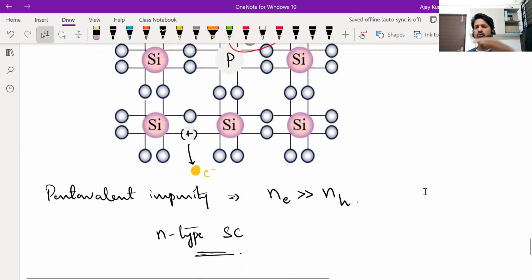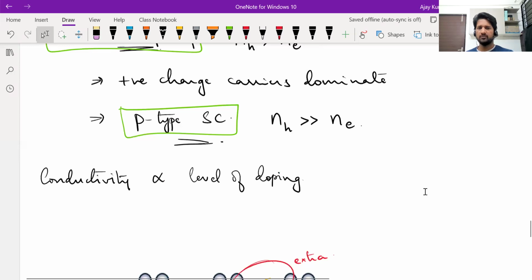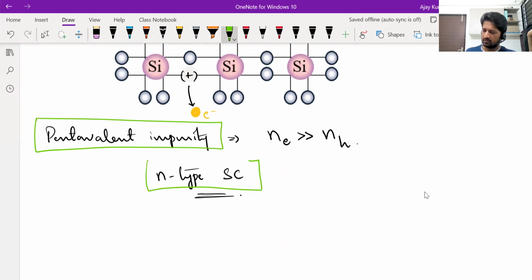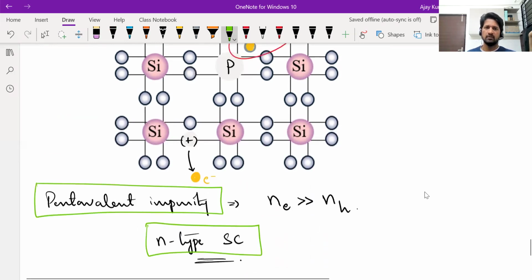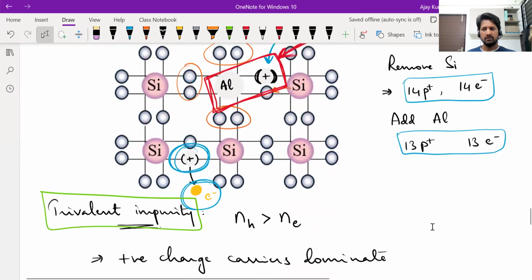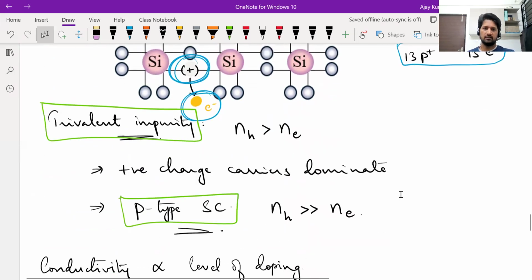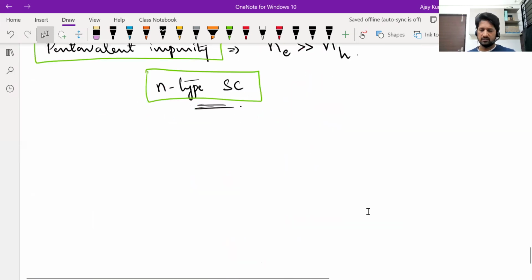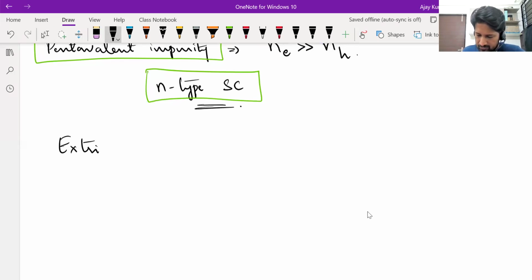Right? So there are two types of doped semiconductors, p-type semiconductor and n-type semiconductor. If you dope with a pentavalent impurity, you get an n-type semiconductor. Pentavalent means you are introducing extra electrons. Electrons are negatively charged, so n-type. If you dope with a trivalent impurity, trivalent means one electron is lacking, meaning one hole is produced. A hole is positively charged, so we call it a p-type semiconductor. Both p-type and n-type semiconductors, basically doped semiconductors, are called extrinsic semiconductors.